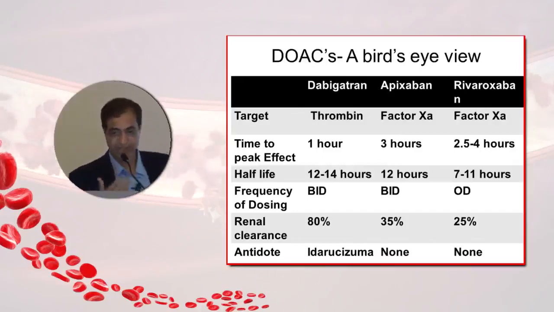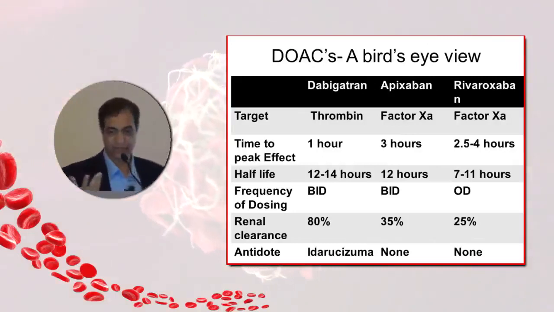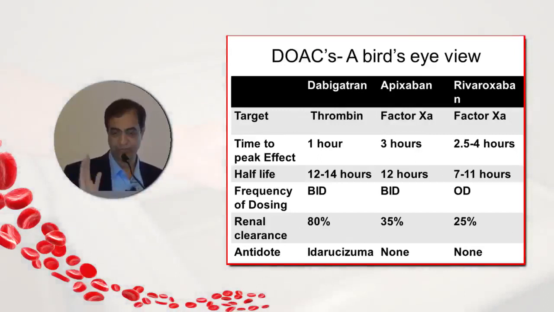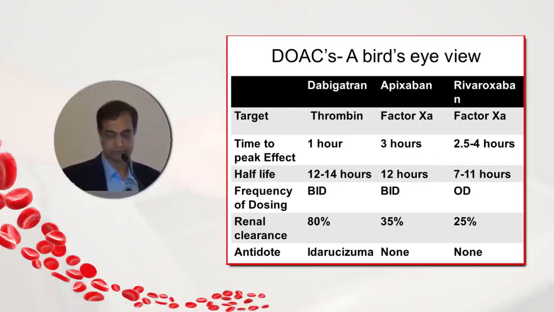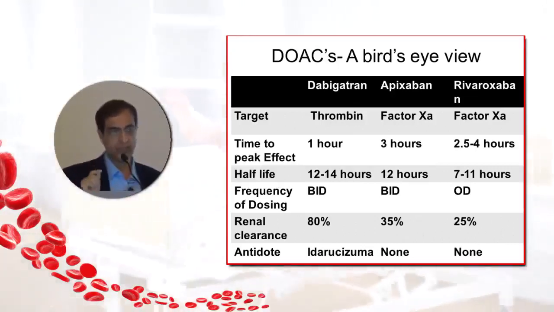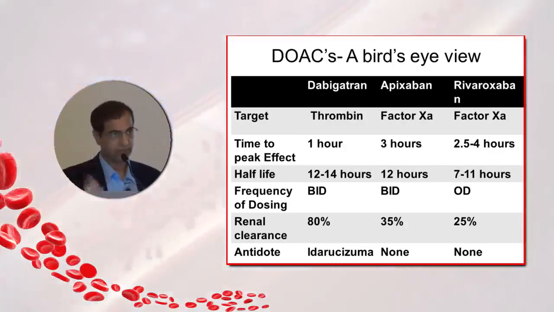The bird's eye view, I think Jayanto has already spoken about this. The only point I wanted to make in this slide is that you have Dabigatran, apixaban, rivaroxaban. You look at them, they are similar, except that you have to use a BID dose for Dabigatran and apixaban, whereas you use an OD dose for rivaroxaban. And the other important thing which I think Jayanto pointed out is Dabigatran is 80% renal cleared, whereas apixaban and rivaroxaban may be a little better in that scenario. Antidote, of course, is available for Dabigatran.